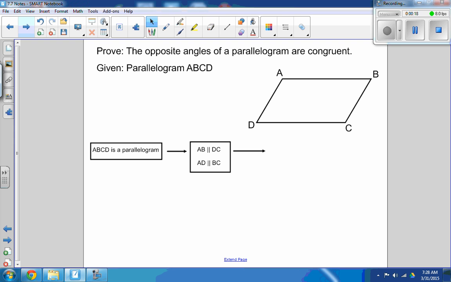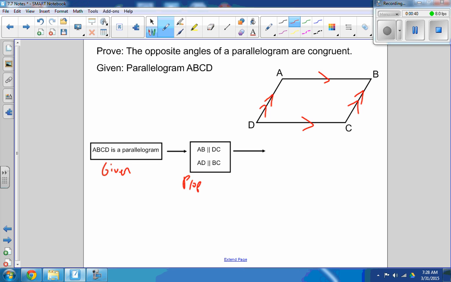So here, we're given a parallelogram, ABCD, and we're going to prove that the opposite angles of a parallelogram are congruent. So first step, ABCD is a parallelogram. That was given to us. And then AB is parallel to DC. AD is parallel to BC. That is a property of a parallelogram. So property of a parallelogram. I'll abbreviate.